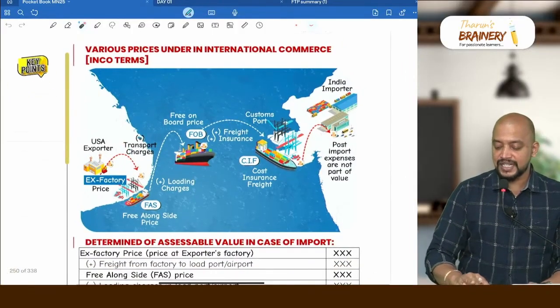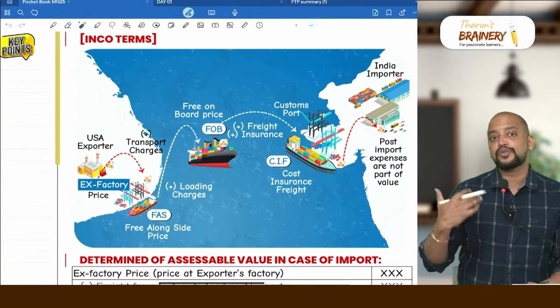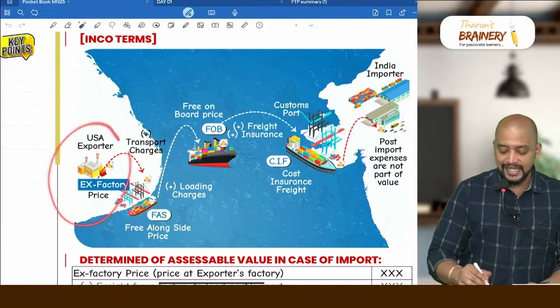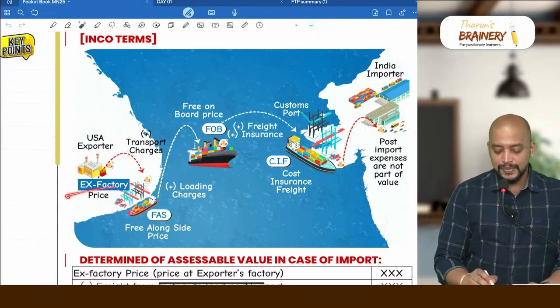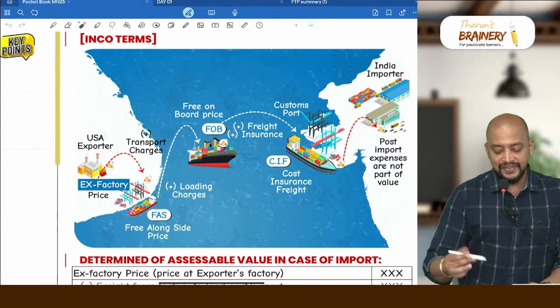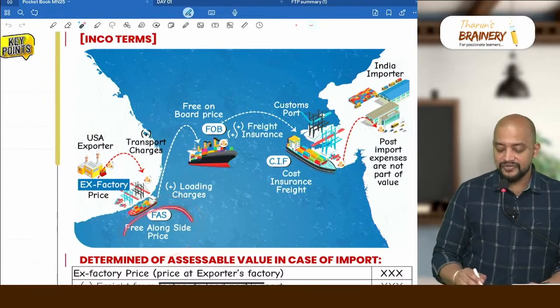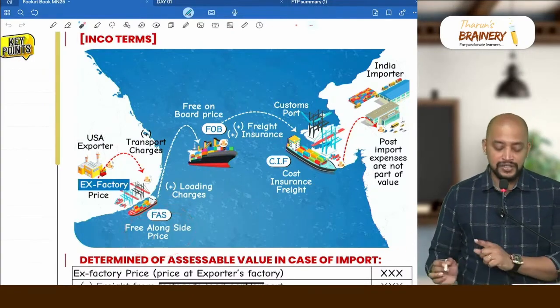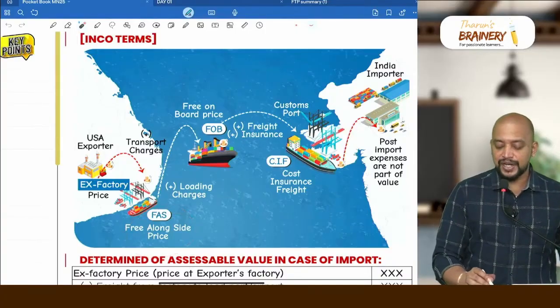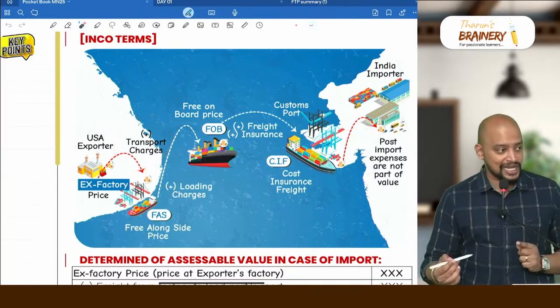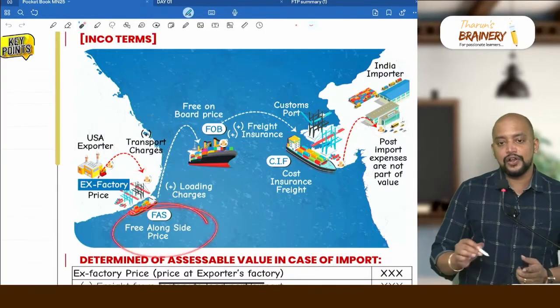Ex factory price means the price prevailing at the exporter's factory gate is known as ex factory price. So that is the price prevailing at the exporter's factory. Then there is something called FAS. FAS refers to free alongside price. Free alongside price means from ex factory price we need to add the transport charges. So we will get the free alongside price.